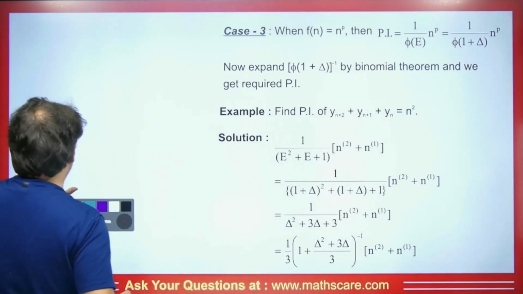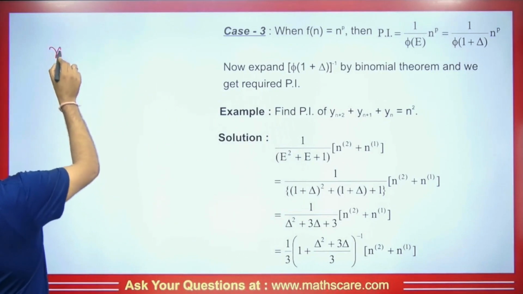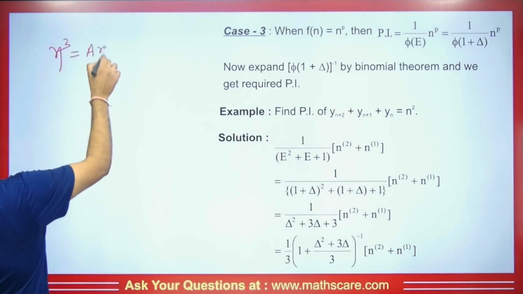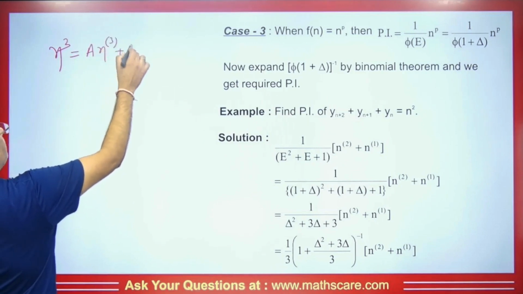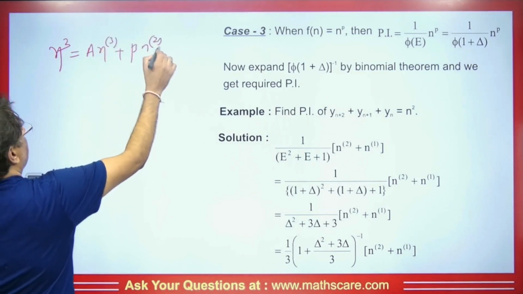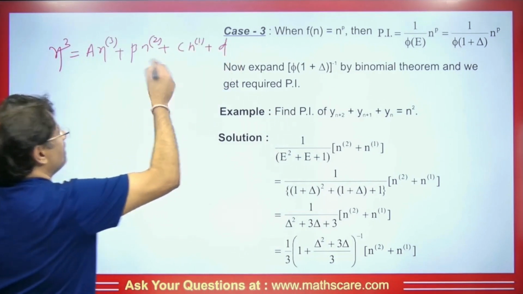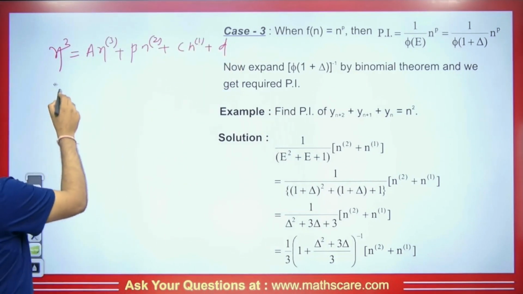If we have any factorial notation, let's say we have n cube. If you want to write this in factorial notation, we write it as a n to the power of 3 plus b n to the power of 2 plus c n to the power of 1, and then here we will have d. Okay, convert this into factorial notation. See how we will do it.